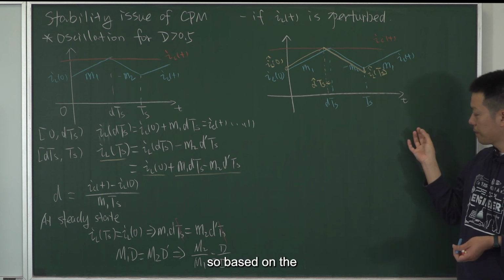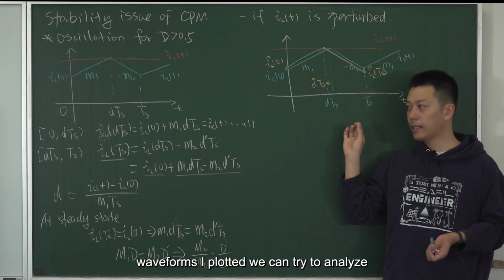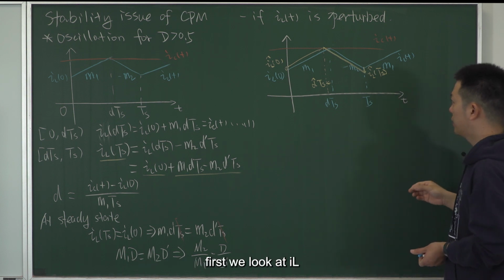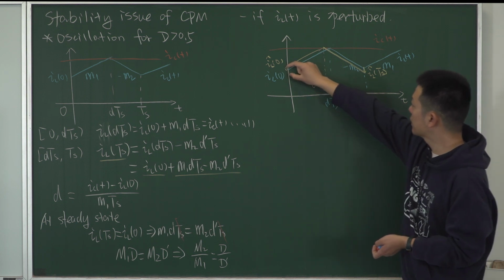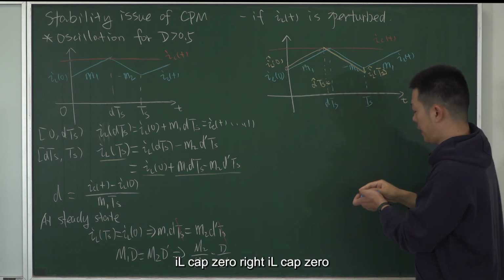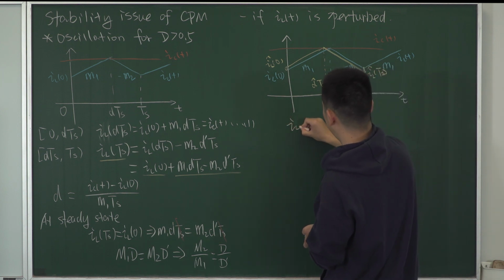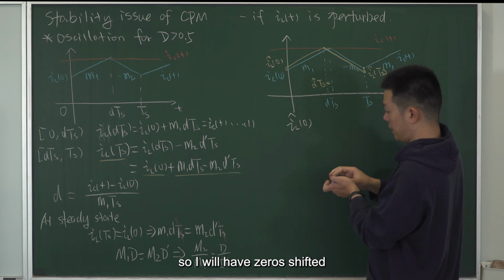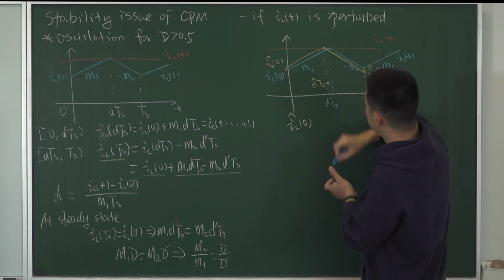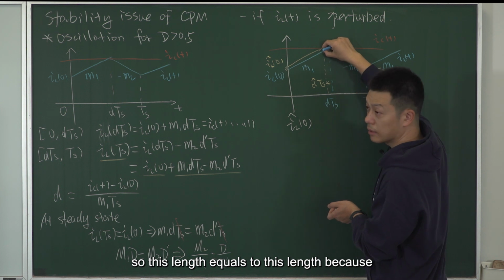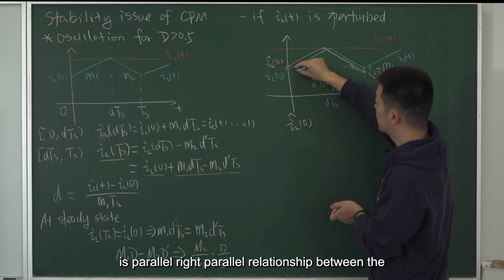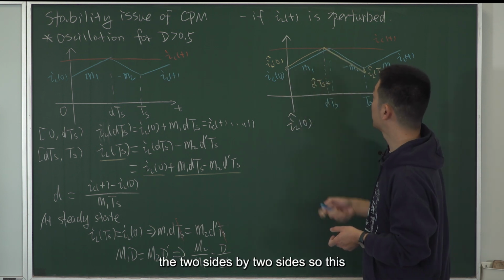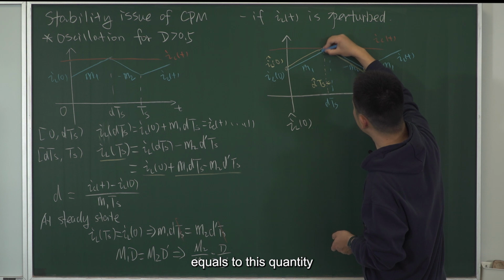Based on the waveforms I plotted, we can try to analyze the relationship. First, we look at IL cap 0. So IL cap 0 is shifted to here. This length equals this length because it's parallel, right? The parallel relationship between the two sides. So this equals this quantity.